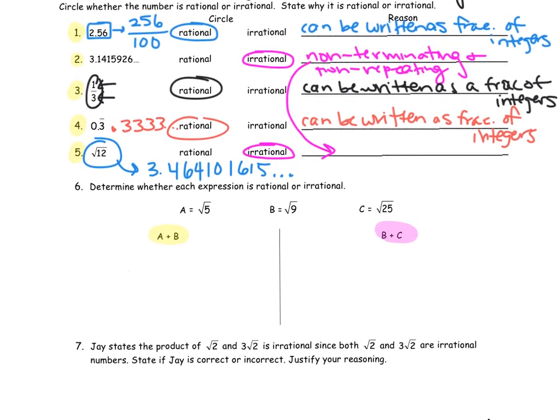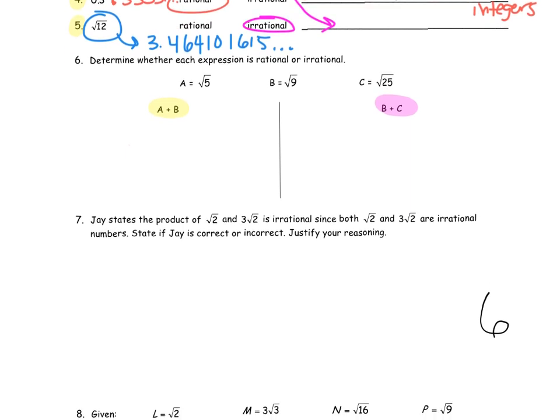Okay, let's take a look at question 6. I'm going to do part A plus B, and you're going to do B plus C. So we're going to add, I have the square root of 5 plus I have the square root of 9. Now, we should start to get recognized with our perfect squares. I noticed that 9 is a perfect square. If I wanted to, if I just typed into my calculator, the square root of 9 is 3.